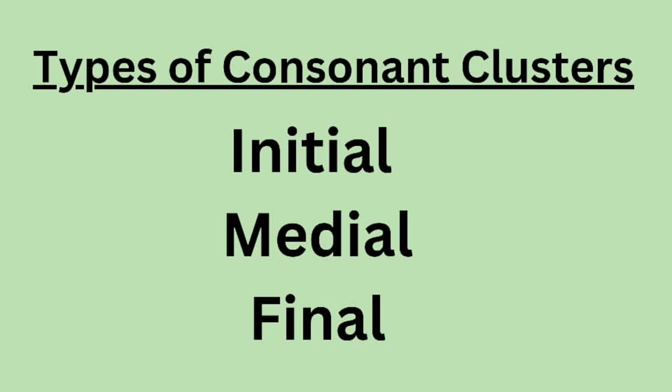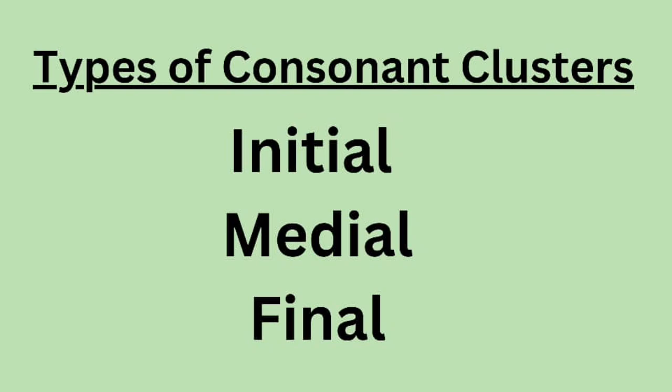So we'll be talking about the initial consonant clusters. Consonant clusters that appear at the beginning of a word are referred to as initial consonant clusters. They appear at the beginning of a given word. For example, in the beginning of the word blue, we have consonant B and consonant L, giving us blue. We have consonant S and consonant T, giving us stop.